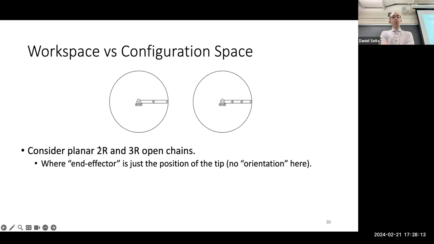All right, so consider our planar 2R and 3R open chains. This thing here is 2R, which means it has two revolute joints: the one by the center and then the one in the middle here. This one here is the 3R open chain, so it has the center, the first one, and the second one. And then the tip is the end effector. So the end effector is just the position of the tip. So think about it for a bit. What's the workspace and what's the configuration space here?